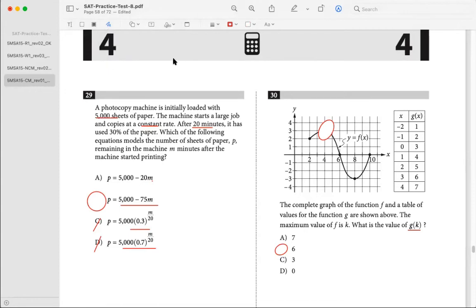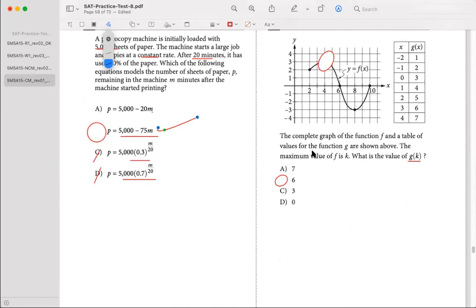30% off of 5,000 is 1,500. And 75 times 20 is also 1,500. So that's why this checks out. Because 20 times 20 is 400 and would not yield the same value as 30%. Okay. Are we good on 30? Yeah.